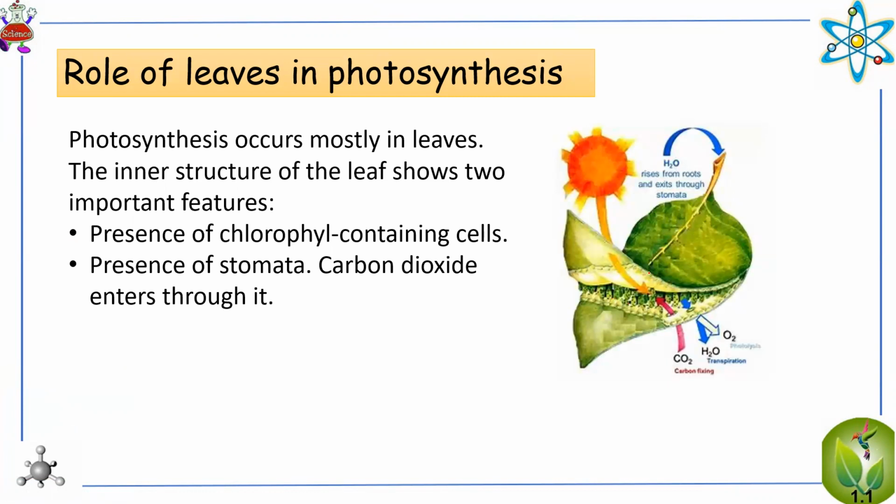See, this is the inner structure of the leaf. And the sunlight, the light energy. This is the solar energy, and the solar energy comes inside it. The solar energy comes in the plant, and then through stomata, carbon dioxide gets in, and H2O.